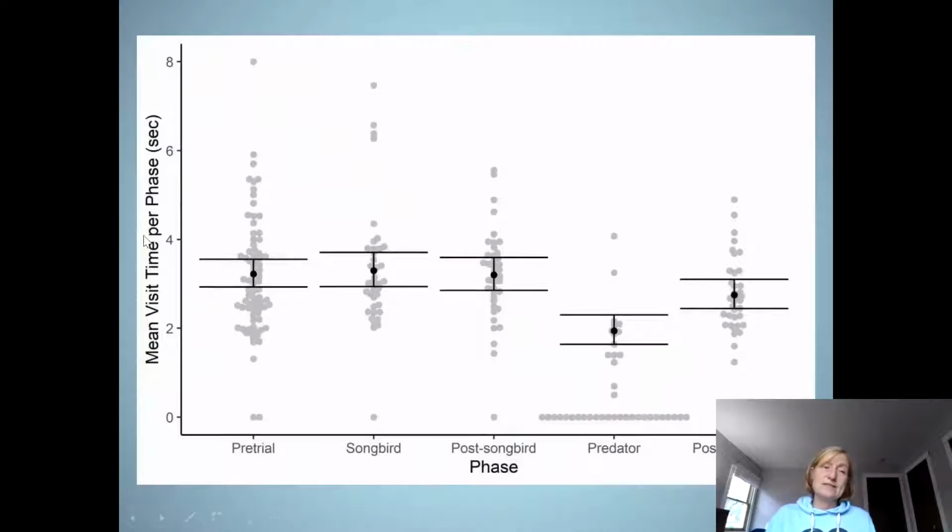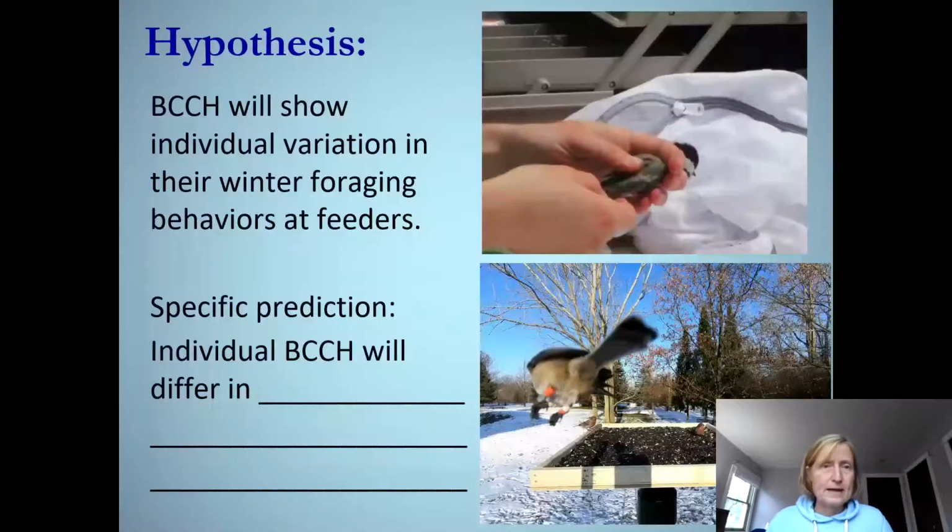We also looked at the mean visit time per phase. How long are they spending? How much time are they spending at the feeder? And these are small amounts of time, 2 to 4 seconds. And again, you can see that when there's a predator around, they don't spend much time. You fly in, grab a seat and fly out fast, right?